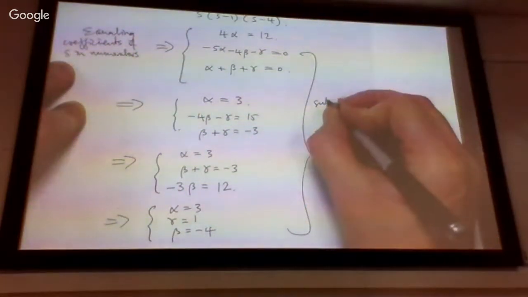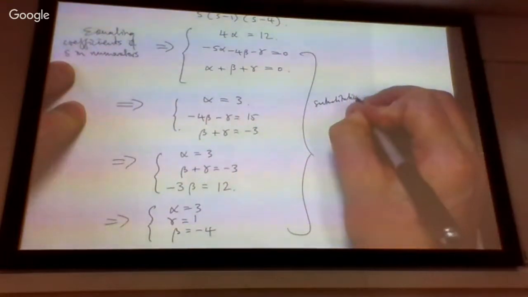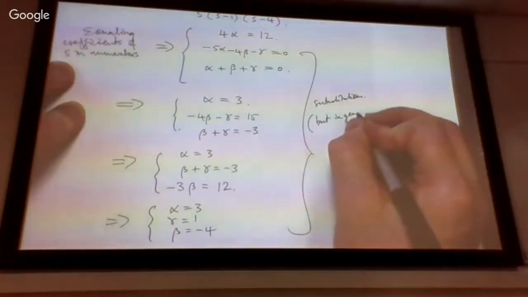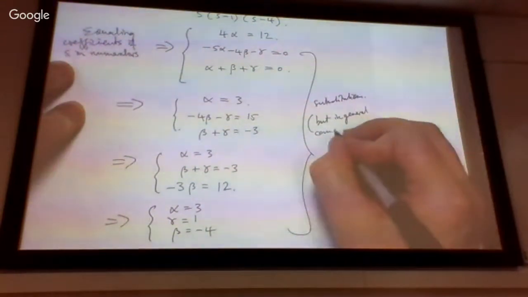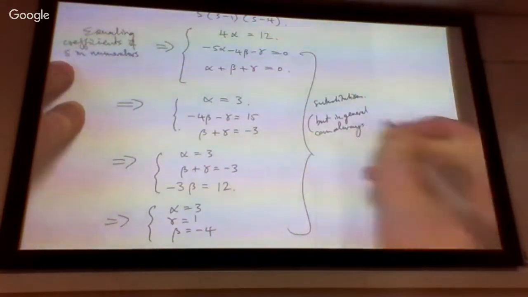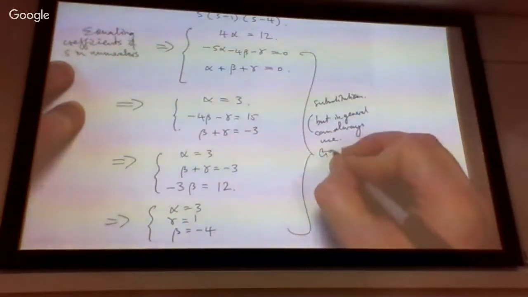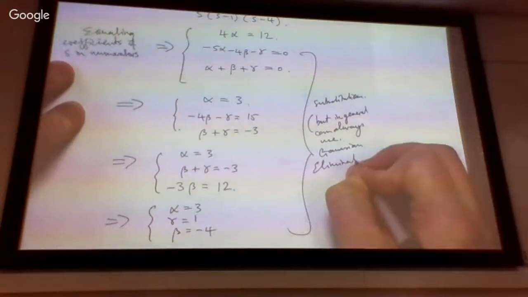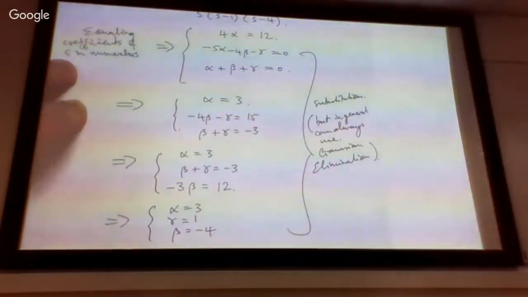So I'm just doing substitutions here, but in general, always use your algorithm, the Gaussian elimination, row reduction algorithm for solving the system at this stage.